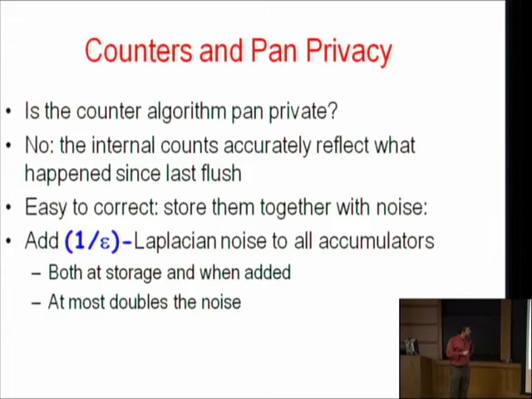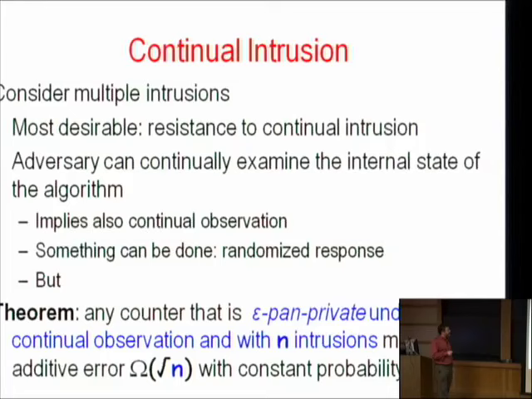We get a counter which is continually observable and resilient to a single intrusion, but not to two intrusions one time step apart. In fact, the most desirable is continual intrusion. And here we can show that if you have continual intrusion, the best you can do is randomized response. The fact that you have a state does not help you. Can you match it? A randomized response.